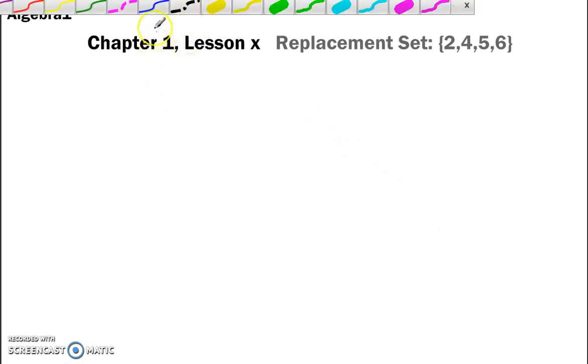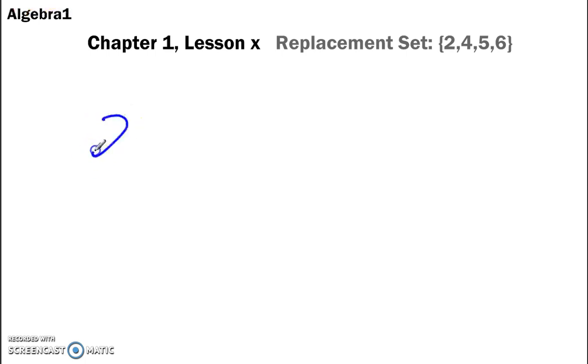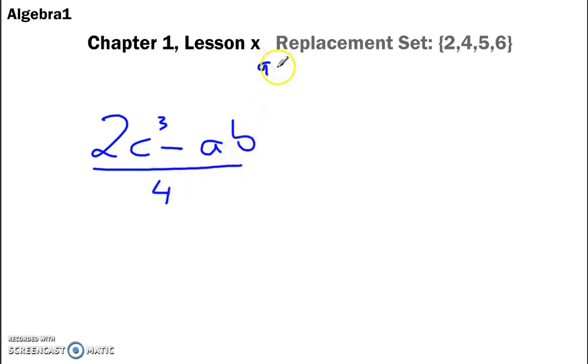So we have, let's see, an expression: 2c to the third minus ab over 4. All right, we are given a is 12, b is equal to 9, and c is equal to 4.